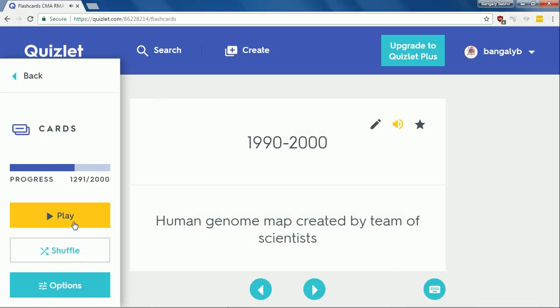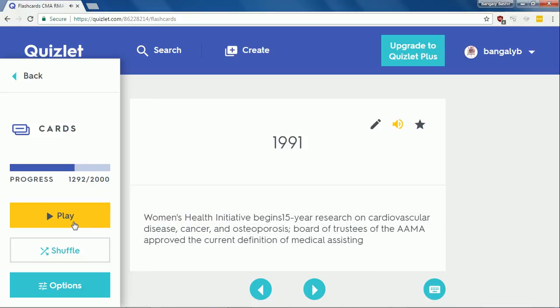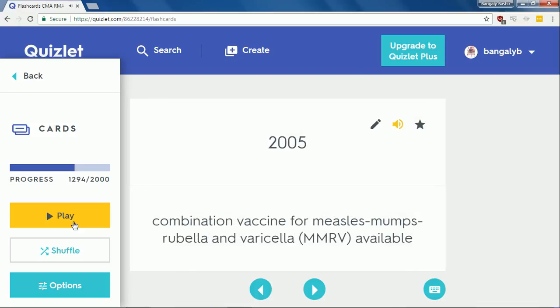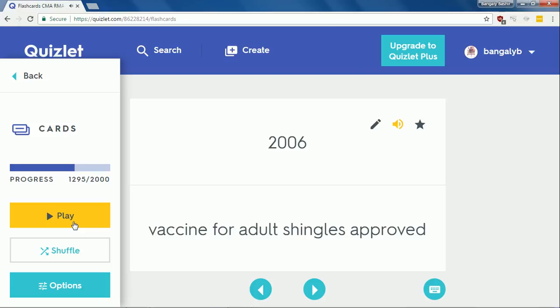1990-2000, human genome map created by team of scientists. 1991, Women's Health Initiative begins 15-year research on cardiovascular disease, cancer, and osteoporosis. Board of Trustees of the OMA approved the current definition of medical assisting. 1995, varicella and hepatitis A vaccines available. 2005, combination vaccine for measles, mumps, rubella, and varicella available. 2006, vaccine for adult shingles approved.